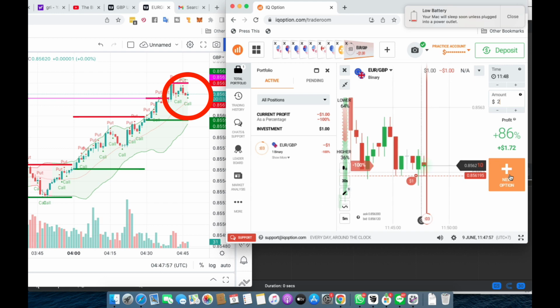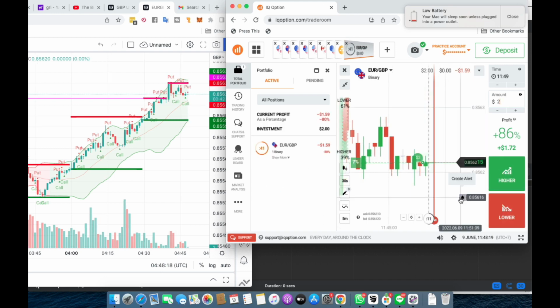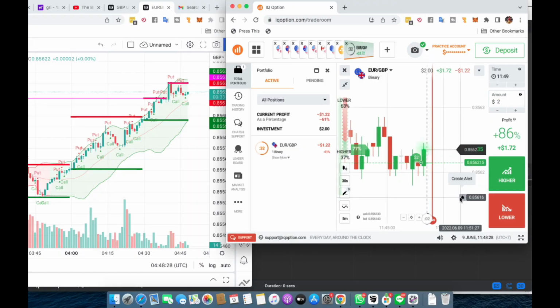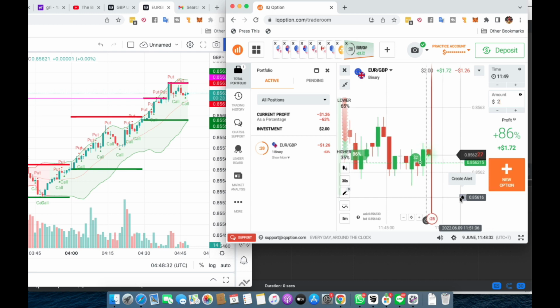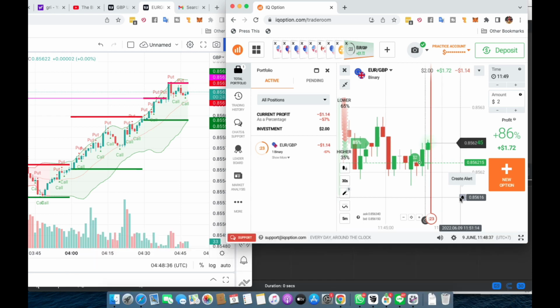Notice how the price is being resisted. Alright. Like I said, so this is the resisting of the price by the price action. So learn to get a hang of and a feel of that.